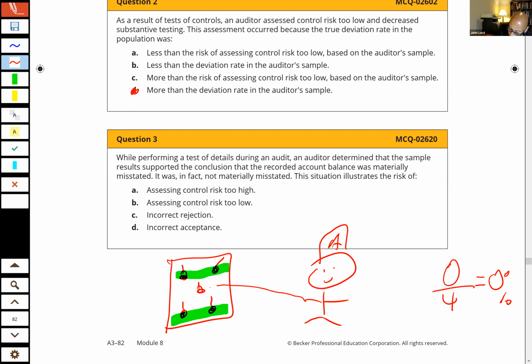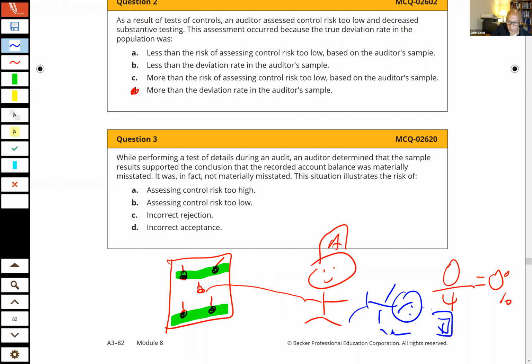The auditor did what? The auditor ate the 5th apple, okay, and died. Dropped the apple, hat fell off. I mean, it's a whole bad scene here, okay? The auditor died because what?